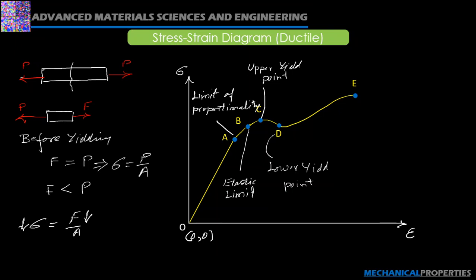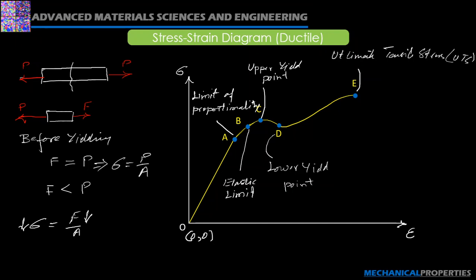Now at locations the molecules are close packed, but the lattice is not in a perfect shape, and because of this closeness there is an increase in the value of the stress, and this point E is known as the ultimate tensile stress, UTS, ultimate tensile stress.